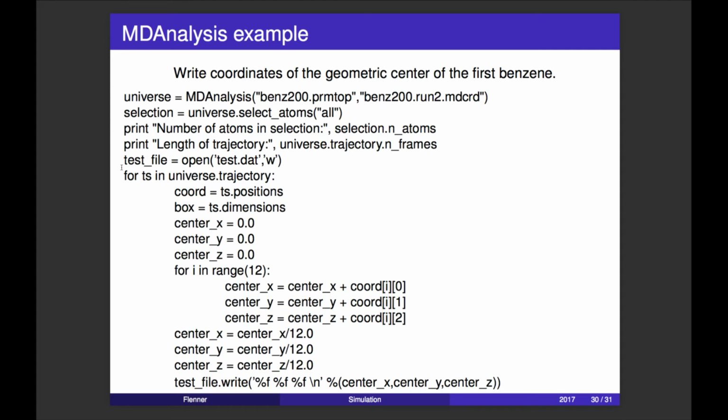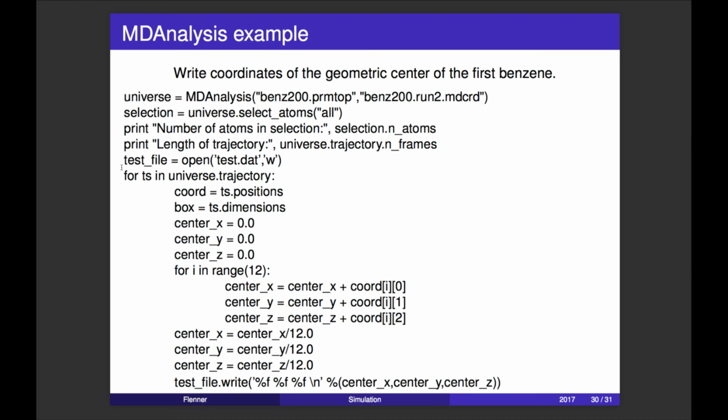Then I select all the atoms. That makes it easy enough. I can print out that you have access to many things, like the number of atoms and the directory, and the number of frames. When you do your simulations, it's nice to know the number of frames and the number of atoms when you do the calculation. Then I'm just going to print it out to this text file that I opened for writing.